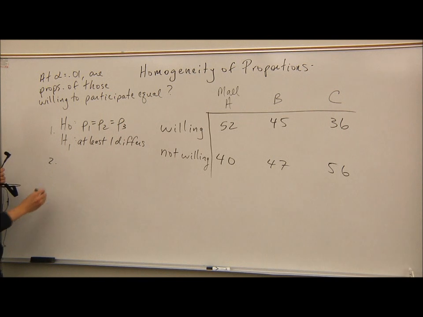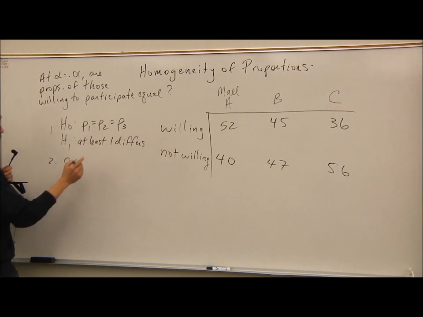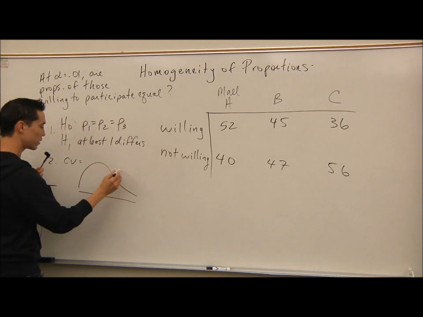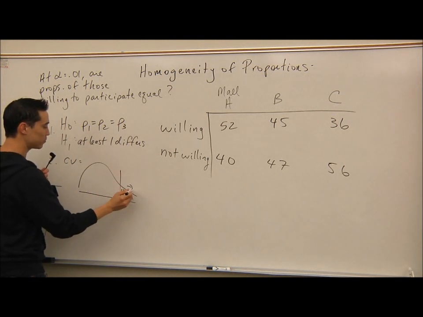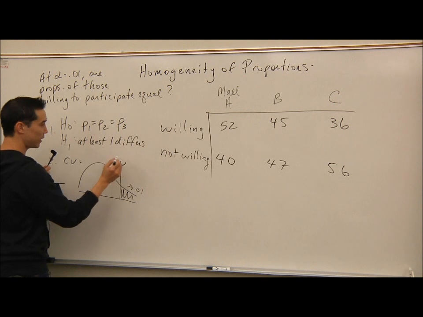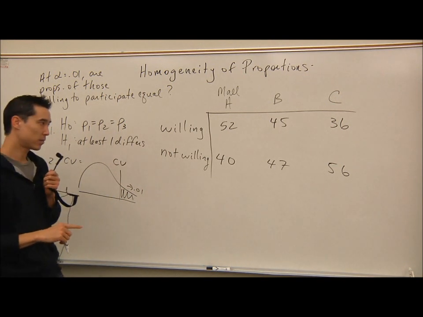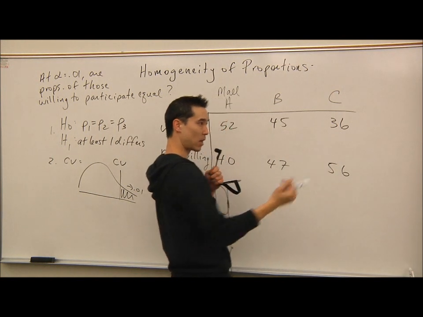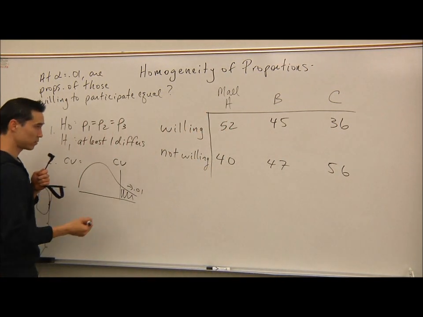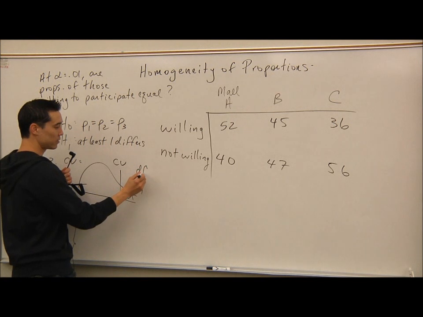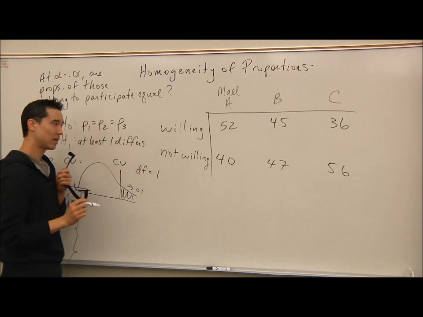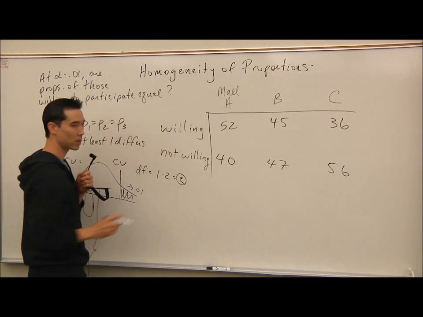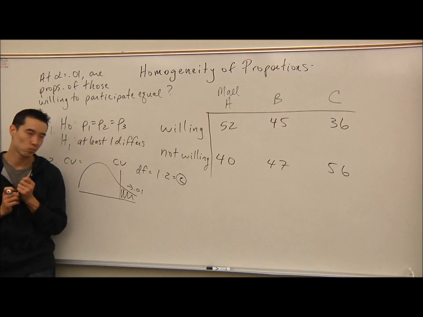Okay, moving on. Critical value. So we have alpha is 0.01. It's a right tail test. So let's put 0.01 in the area here. And again, just like the last problem, my degrees of freedom is the number of rows minus 1 times the number of columns minus 1. So the number of rows is 2, and 2 minus 1 is 1. The number of columns is 3, 3 minus 1 is 2. So again, just like last problem, your degrees of freedom is 2.